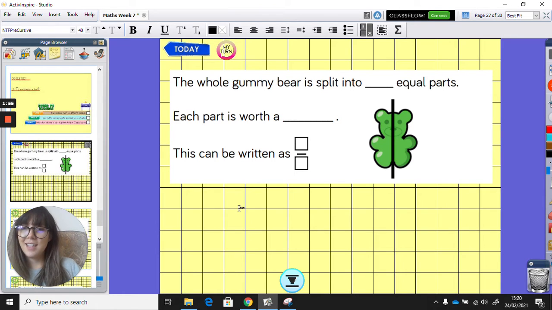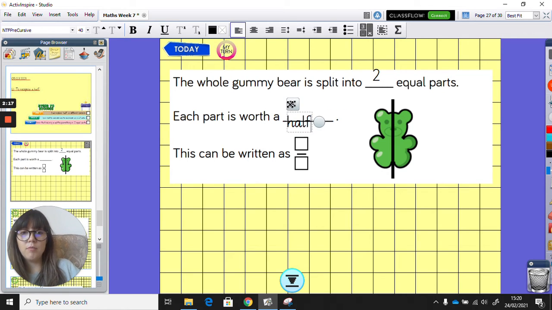So let's have a look at this gummy bear. The whole gummy bear is split into how many equal parts? So imagine we've got a whole gummy bear and we've split it in half. It is split into 2 equal parts. So that means each part is worth a half. Now that's how we write half, H-A-L-F. It's a little bit strange. You think it would have an R in it, but it doesn't. And then this can be written as 1 over 2.